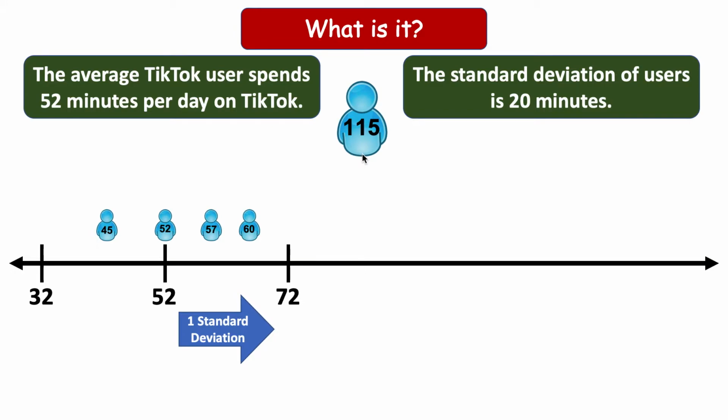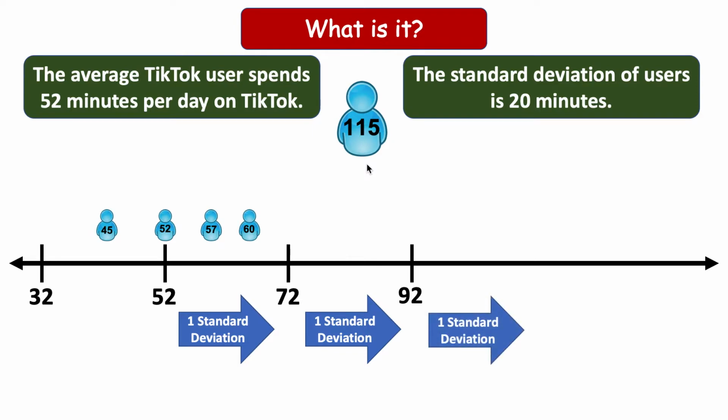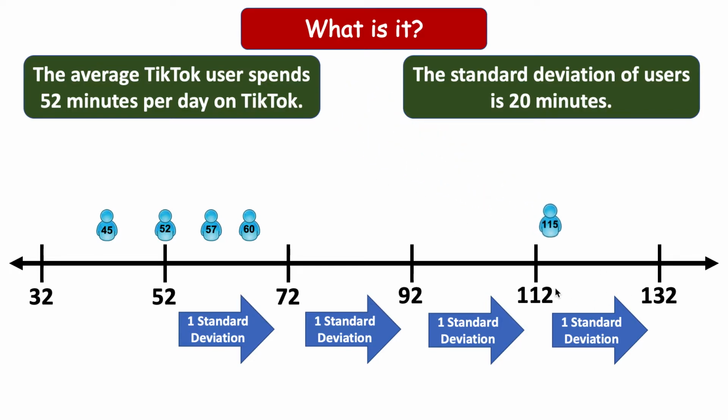I can't capture this 115 person, so I have to go out another standard deviation. So all I do is add another 20. So 72 plus another 20 is 92. So every time I add on a standard deviation, it's 20 minutes because that's what they told me that was. That's still not enough. Okay, so I got to go out one more. So 112, I'm still not there because 112 is not enough to capture that. So I got to go out one more, and I'm at 132, and 115 is between here. So that's all I got to do for my standard deviations.